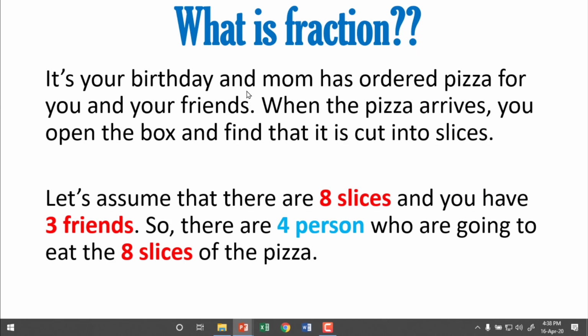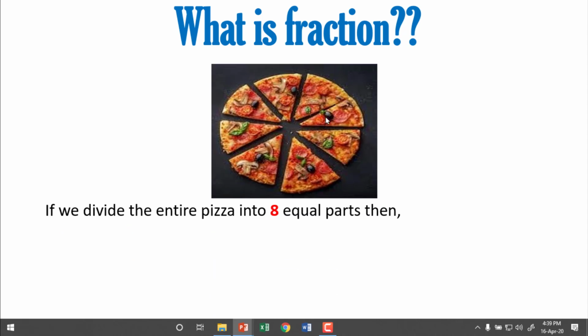Suppose it's your birthday and your mom has ordered pizza for you and for your friends. When the pizza arrives, you open the box and find that it is cut into slices. Let's assume that there are total 8 slices and you have 3 friends. So there are total 4 persons who are going to eat the 8 slices of the pizza. Suppose this is your pizza. It has 8 equal parts: 1, 2, 3, 4, 5, 6, 7, 8. This total 8 slices is going to be eaten by 4 persons.